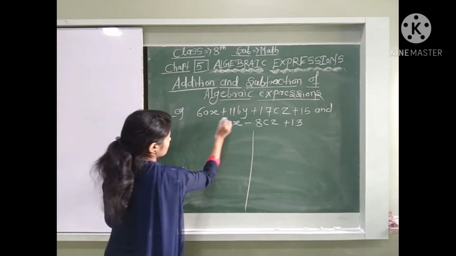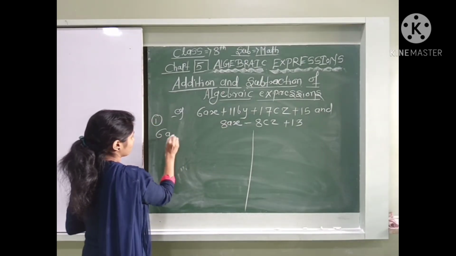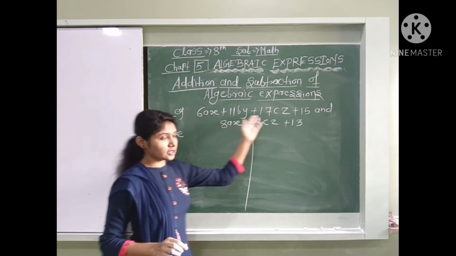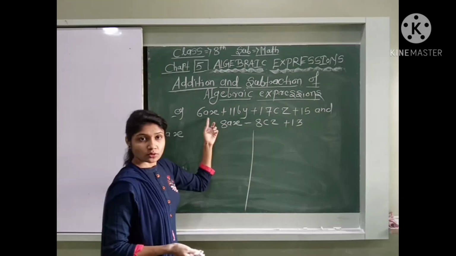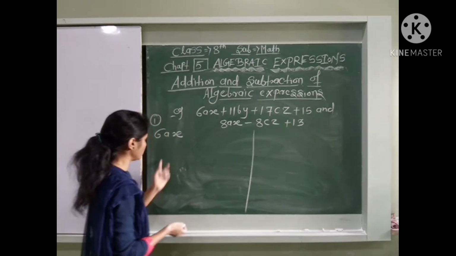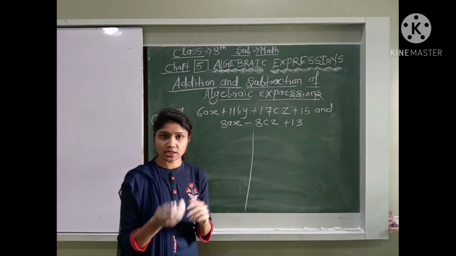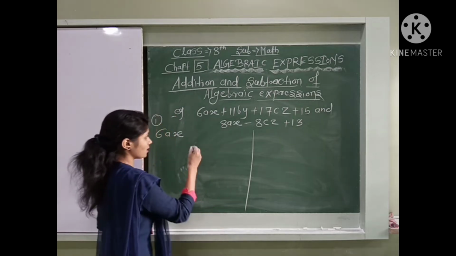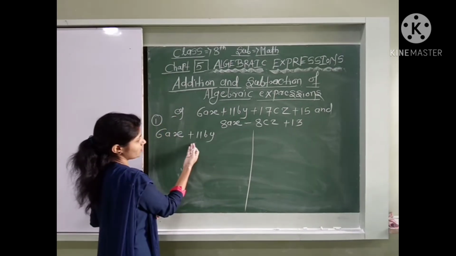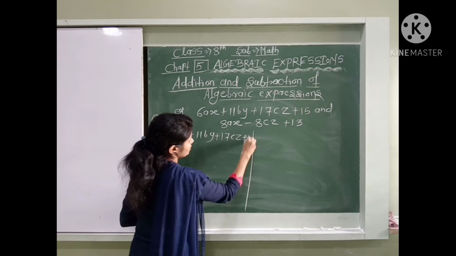In the first method, we have to arrange all the given expressions row wise. Row wise means the like term of 6ax is 8ax, so you have to mention that. Under a like term, the like term must come. See how to arrange: 6ax plus 11by plus 17cz plus 15.